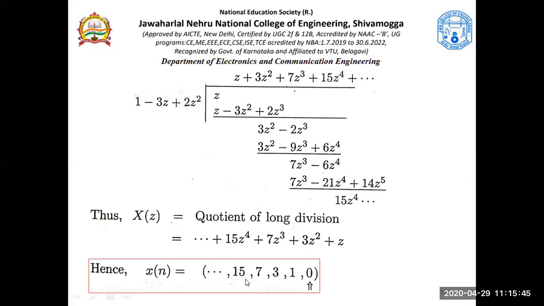And how did we understand this? This is supposed to be a left-sided sequence. We understood that this x of n has to be a left-sided sequence because the region of convergence was given to be within the circle with radius half. For this to be possible, your quotient should have positive powers of z, because if positive powers of z are there, then only we can extract this negative time sequence or left-sided sequence. Everybody is okay with that?